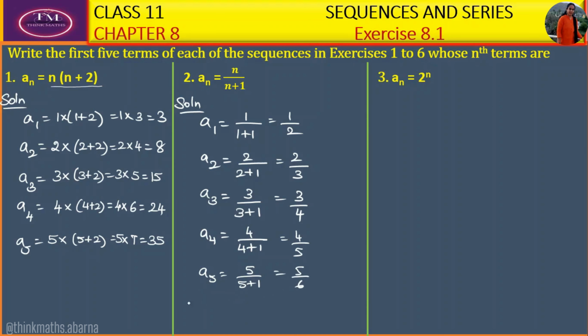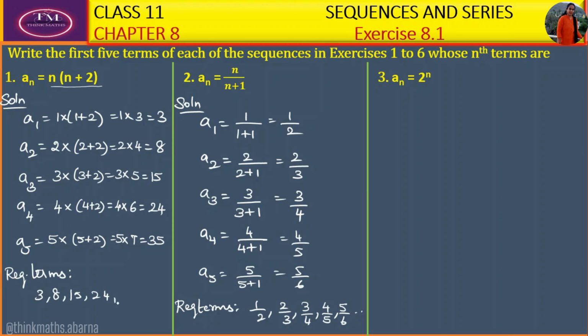Okay, these are the required terms. We can write the required terms as 1 by 2, 2 by 3, 3 by 4, 4 by 5, 5 by 6. For the first problem also, shall we write the required terms: 3, 8, 15, 24, 35. Okay. Next, moving on to the third one.